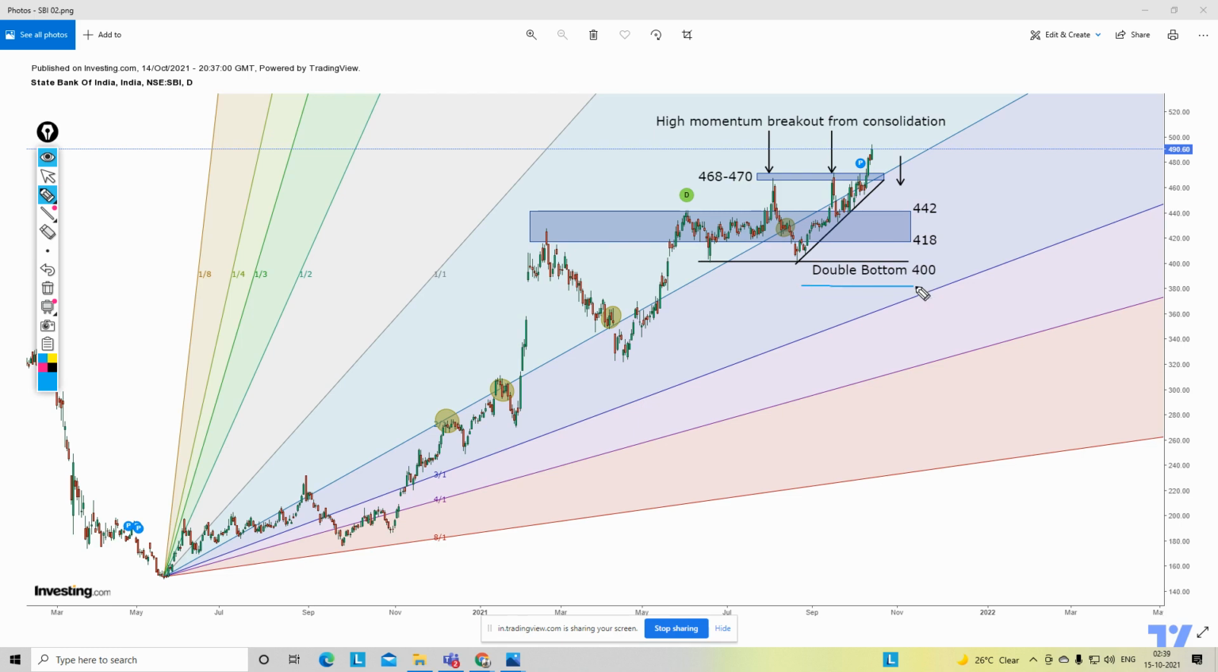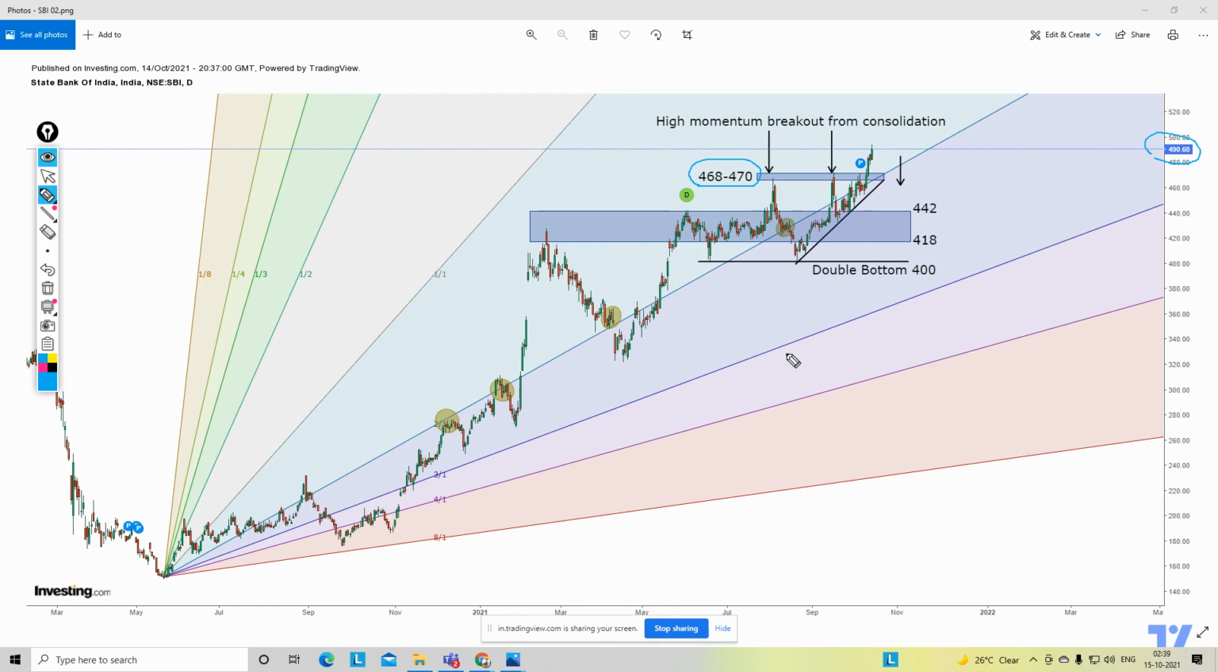and 400 is the double bottom range where we saw that it extended its support after the falling channel breakout, and it broke the consolidation. It took the support of the extended trend line. So right now, having SBI at 490, even if it comes back, relaxes, the first support will be 468 to 470. So this support will be valid for coming week also.